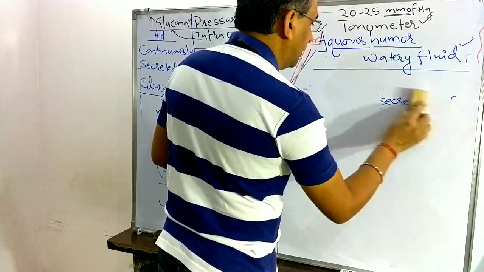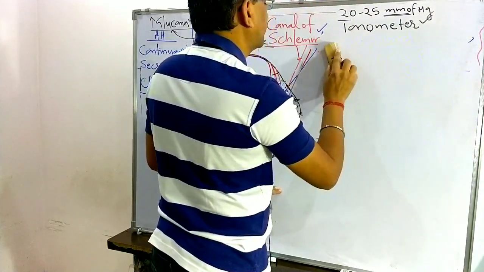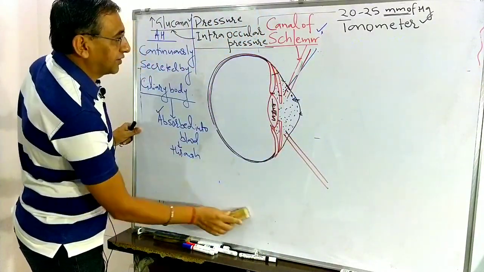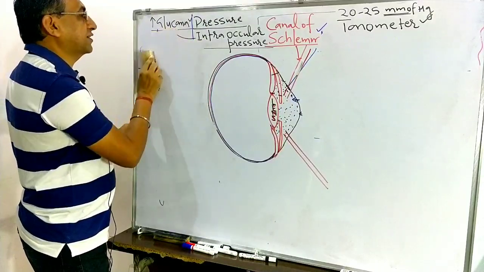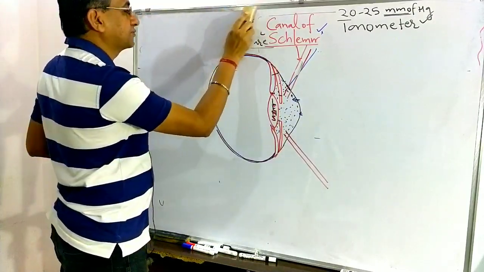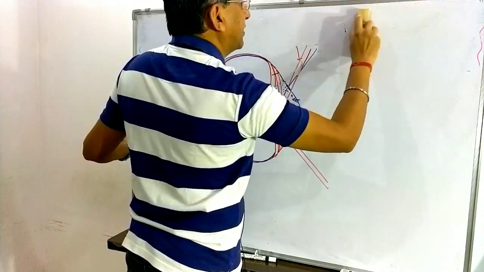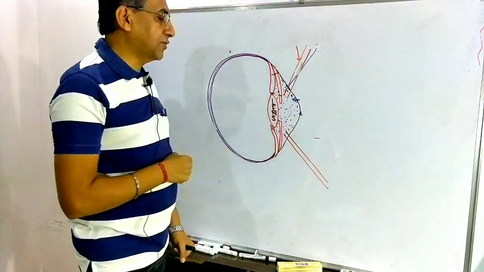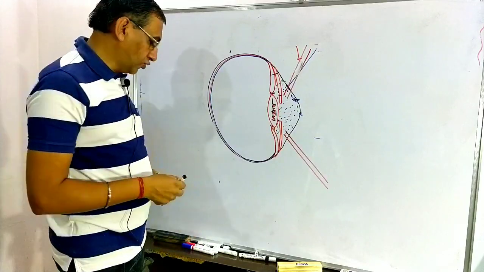That is the aqueous humor, continuously secreted by the ciliary body, continuously absorbed through the canal of Schlemm, that is the venous plexus here, and through the venous plexus it is entering into the venous blood. Just see, it is a continuous process. But if there is any obstruction in this canal of Schlemm, the intraocular pressure increases. This condition is known as glaucoma here.